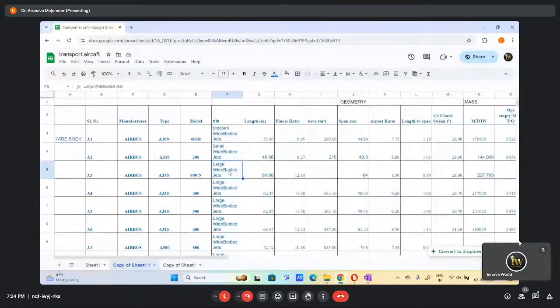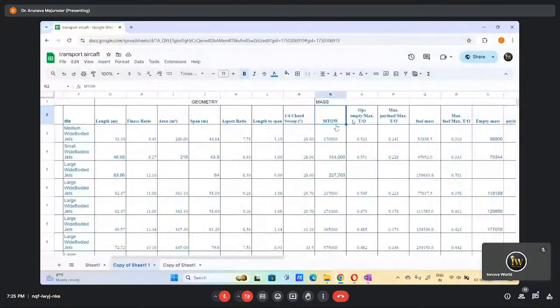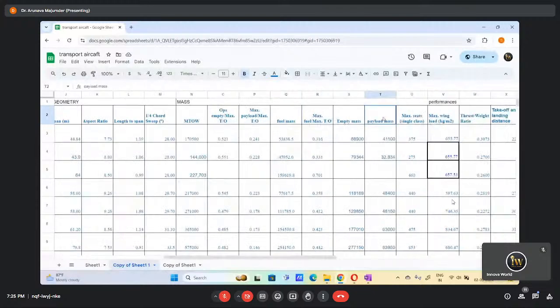Now come here, we are seeing it is a length. Different lengths are given. Then the next column is the fitness ratio. Next are area, span, aspect ratio, length to span ratio, 1 by 4 squat ratio, MTOW, max takeoff, and max payload, fuel mass, max fuel capacity I think it is, payload mass, maximum seats, maximum wing load, thrust by weight ratio. All the things are given here.